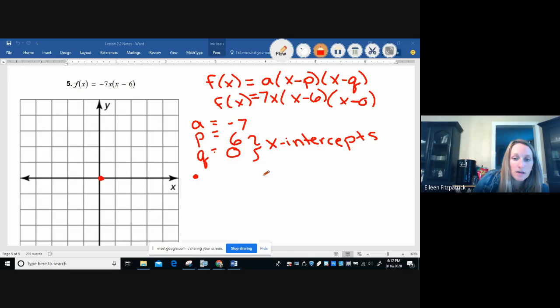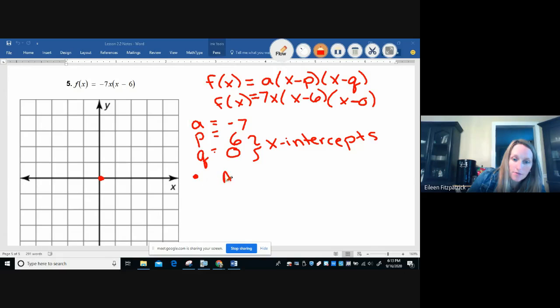Now, I need at least 3 points to draw my parabola. The one point that I'm missing is my vertex. Think about the fact that if those are the x-intercepts and your parabola is symmetrical, wouldn't the vertex have to be somewhere in the middle? So we're going to take the average of the x's, and when you do that, you're going to have an idea of where the vertex is located.